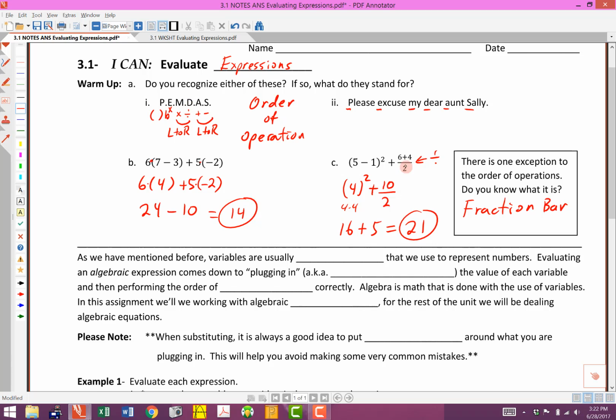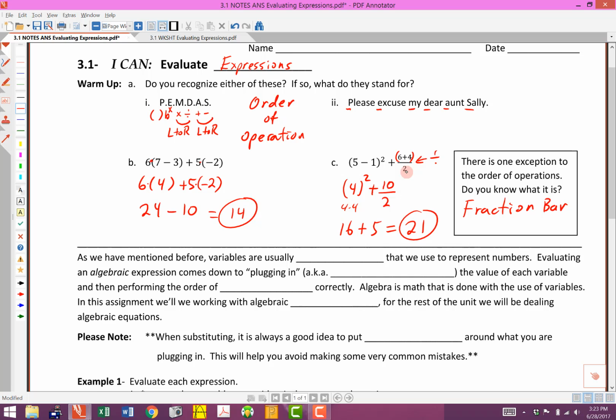And the reason for this is a fraction bar itself is a grouping symbol. So it kind of groups the two of these together on the top. So it's kind of like having a set of parentheses on there. And we'd want to evaluate the top, figure out what the top is, figure out what the bottom is, and then carry out the division. So that's the exception to the order of operations.